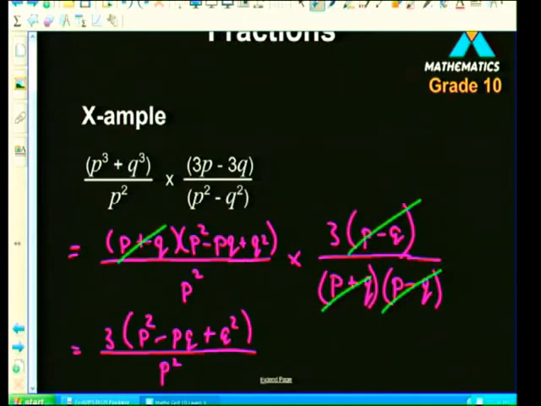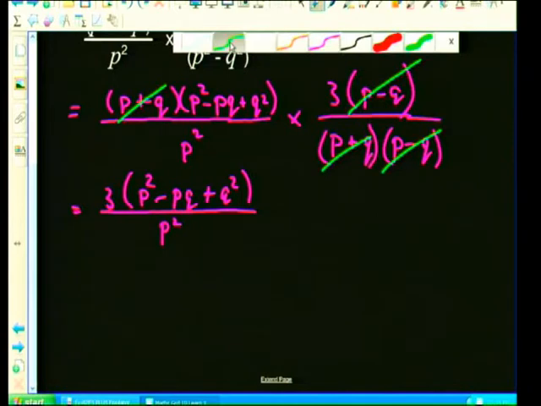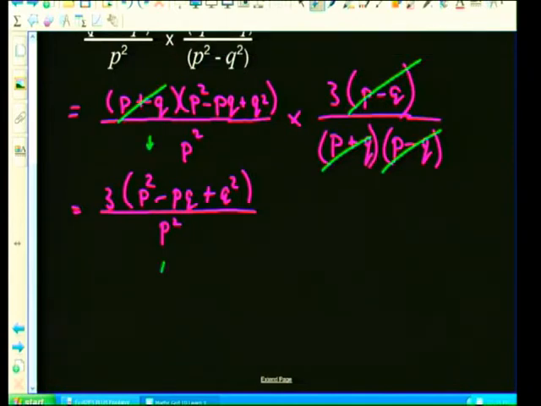a p squared. Now, someone's going to say to me, can't this p squared over there and that p squared over there cancel? And I'm going to say to you, no, because they're not factors. The p squared on top is part of a bracket. Only factors can fly away. So we've got to leave it where it is. And that was our final answer.